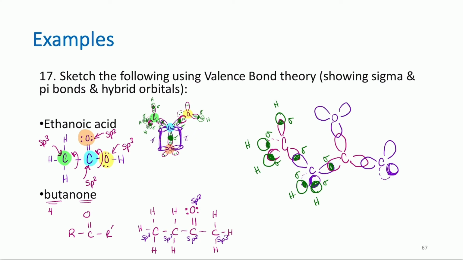This oxygen is sp2 hybridized. So this is sigma bonded, and this is sigma bonded to 3 separate hydrogens. This oxygen has 2 lone pairs. The last thing I'm missing is my pi bond for that oxygen carbon atom. So this carbon has an unhybridized p orbital, as does the oxygen. Those unhybridized p orbitals are going to overlap, forming your pi bond. And that is butanone.